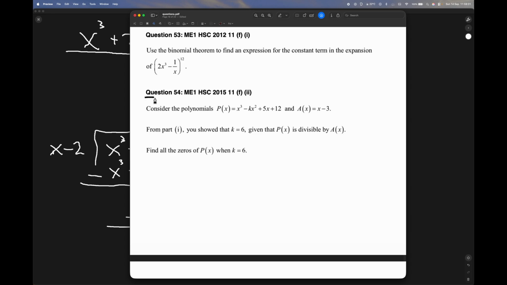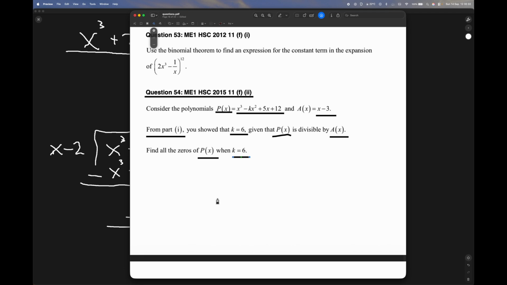Okay, we'll do question 54, Math Extension 1 HSC 2015. Consider the polynomials p of x equals x3 minus kx squared plus 5x plus 12 and a of x equals x minus 3. From part I, you've shown that k equals 6, given that p of x is divisible by a of x. Find all the zeros of p of x when k equals 6. Okay.